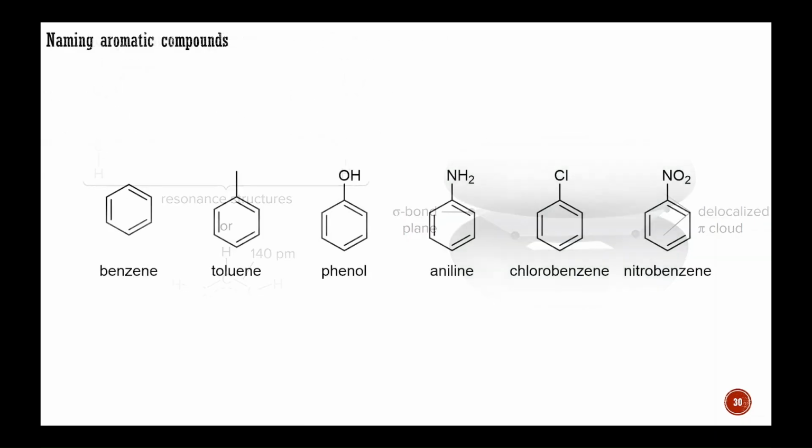For aromatic hydrocarbons, we still heavily rely on common names. For example, benzene with a methyl group attached is systematically named methylbenzene, but is better known by its common name, toluene. Benzene with a hydroxyl group is called phenol, while benzene with an amino group is known as aniline, etc.